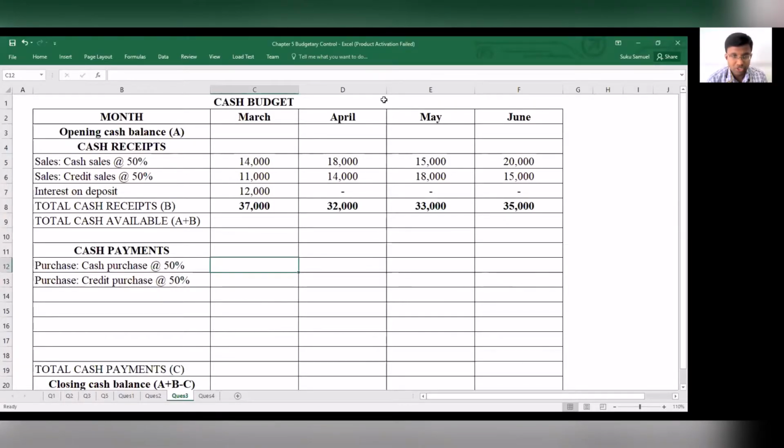Okay, now let's first work out the cash payments for the cash purchases. Cash purchase for the month of March was 14,000. So 50% of 14,000 is 7,000. Here it is 50% of April, which is 22,000, which makes 11,000. Here it is 20,000, which is 10,000. And finally you have June. In June it is 25,000, which is 12,500.